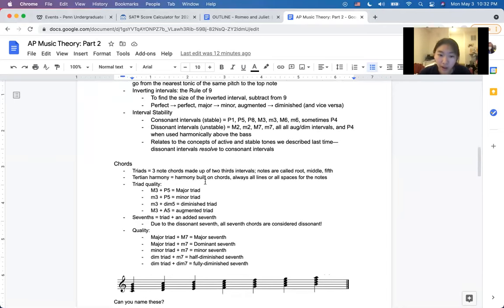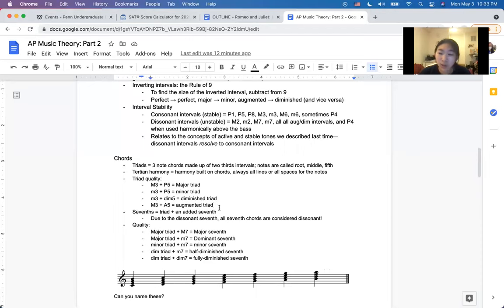For triad quality, this is pretty important in determining how you would name a triad. A major triad is a major third and a perfect fifth above the bass note. A minor triad is a minor third and a perfect fifth above the bass note. And of course, a minor third and a diminished fifth makes it a diminished triad. A major third and an augmented fifth makes it an augmented triad. So that's all for the basics of triads.